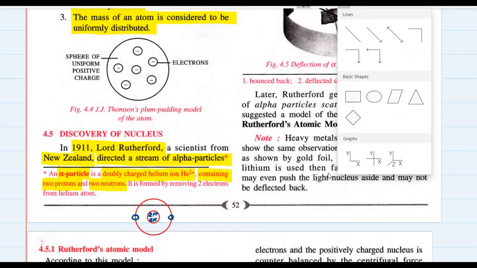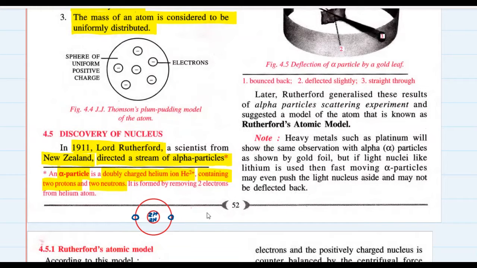It will become just the helium nucleus. It will remain just a nucleus. So in the nucleus there will be two protons and two neutrons. That's it. And what you see here is known as a doubly charged helium ion, He2+. So a helium ion consists of two protons and two neutrons.